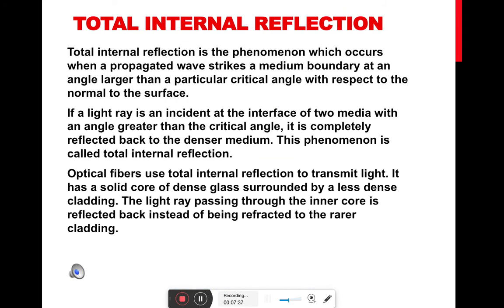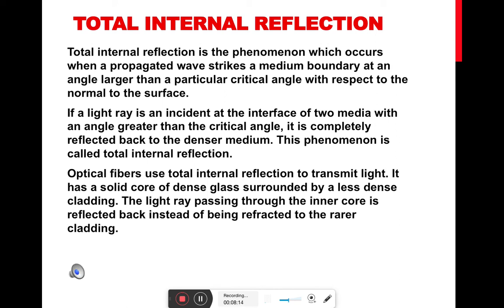So the next topic is total internal reflection. So total internal reflection is a phenomenon through which a light gets propagated through an optical fiber. So when a light is incident at the boundary separating two mediums, a denser medium and a rarer medium, and if this angle of incidence of this incident ray is greater than the critical angle, then this ray will be reflected back to the same medium. Okay, it will be reflected back to the same medium in which it was incident. So this property is called total internal reflection.